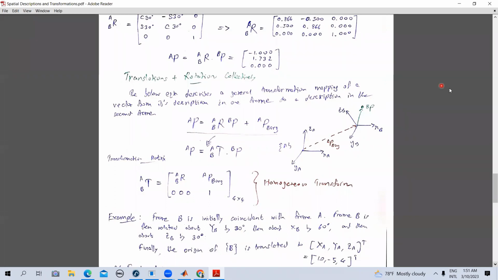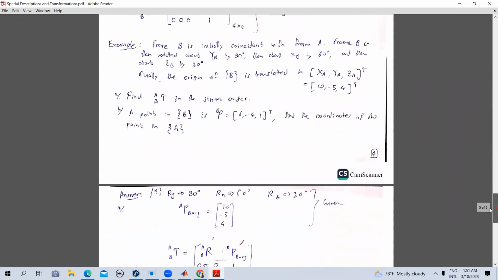Now we'll go into the example that we discussed in class, and then we'll implement this in code. It says frame B is initially coincident with frame A. Frame B is then rotated around YB by 30 degrees, then about XB by 60, and then about ZB by 30. Finally, the origin of B is translated. Here we have this particular vector, the transpose of it. Now we are supposed to find the transformation matrix of B with respect to A. Then using that, we have to find the position vector of this particular point given here with respect to B, with respect to A. So this is the plan.